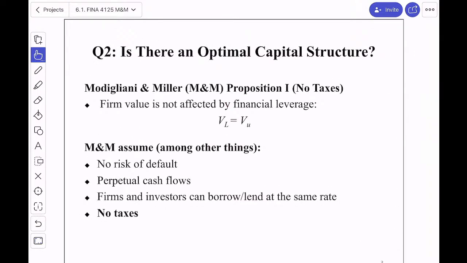Now the question is, is there an optimal capital structure? Is there a pattern, or is this really random? Is there a pattern to knowing how to determine the ideal amount of debt to issue?